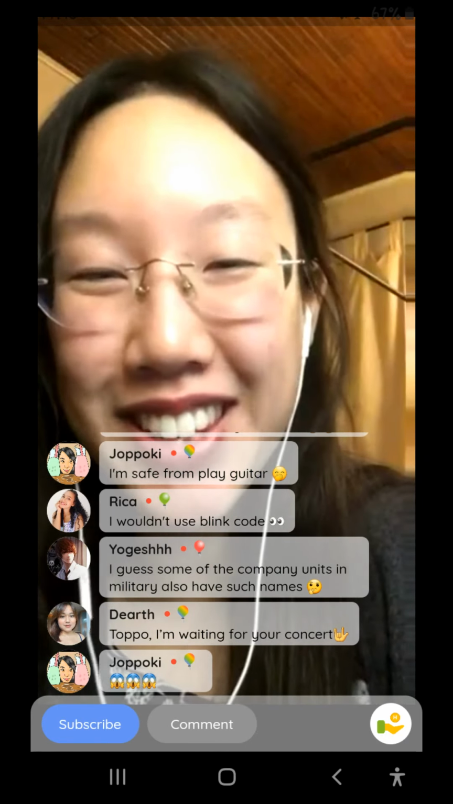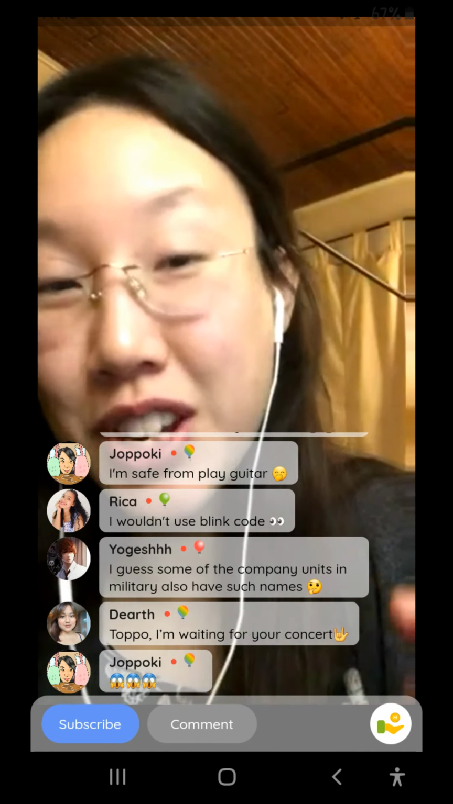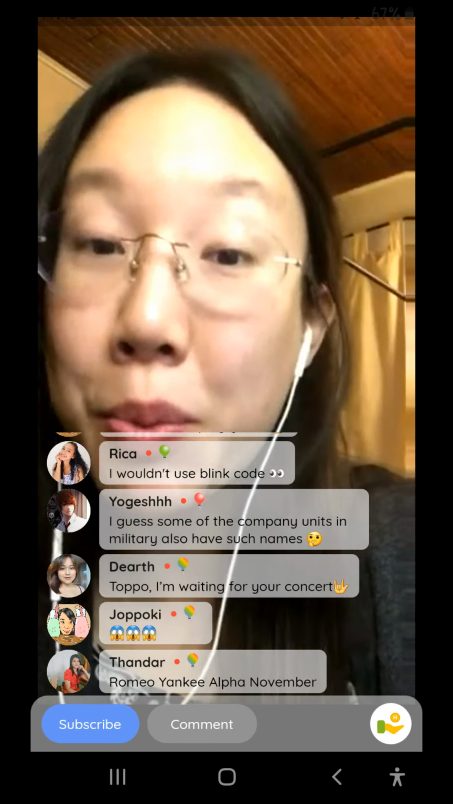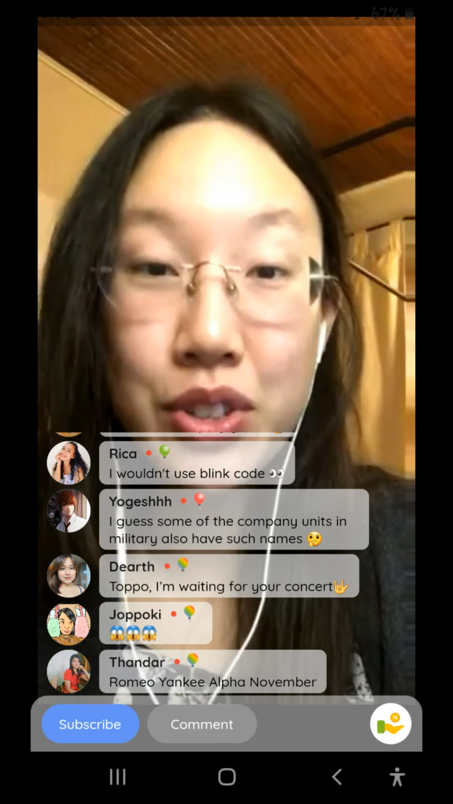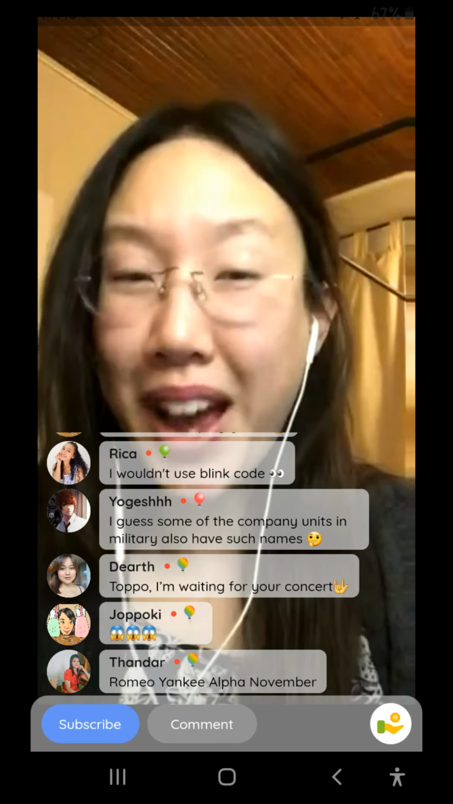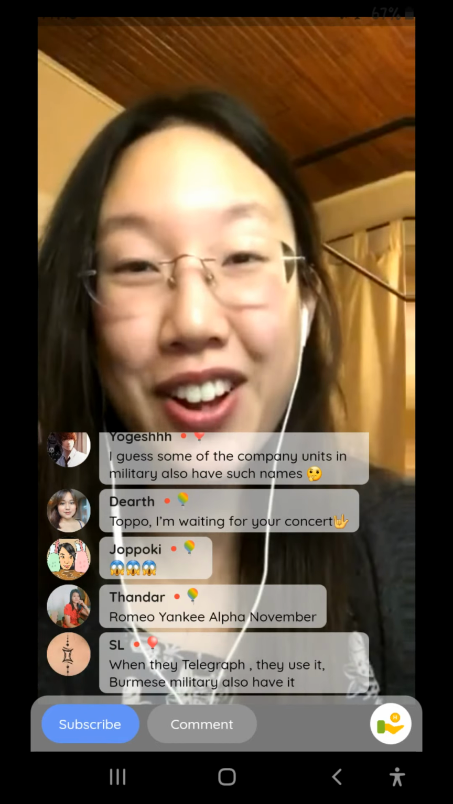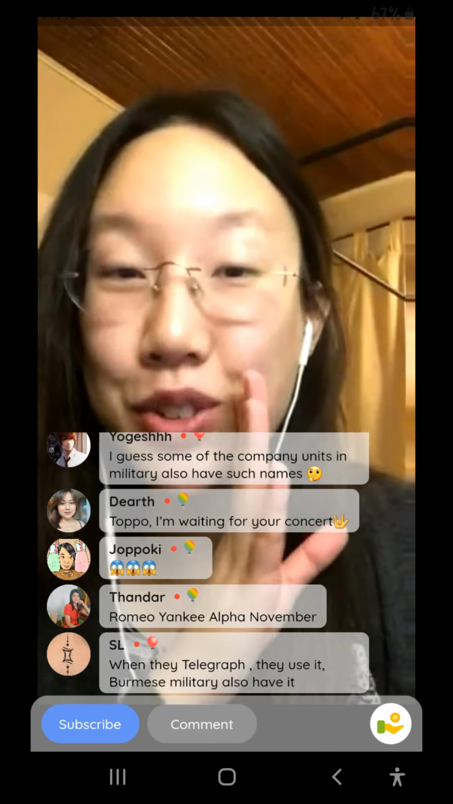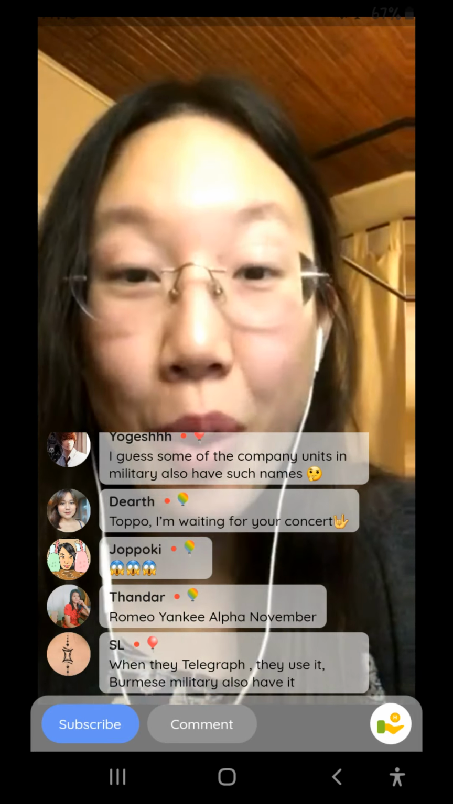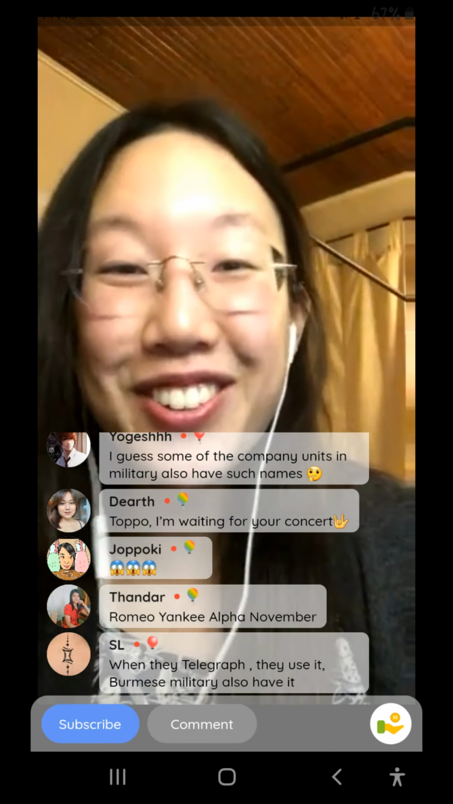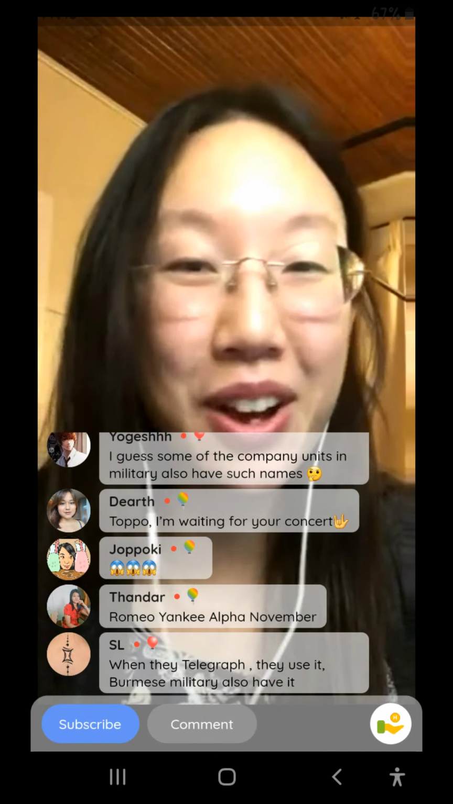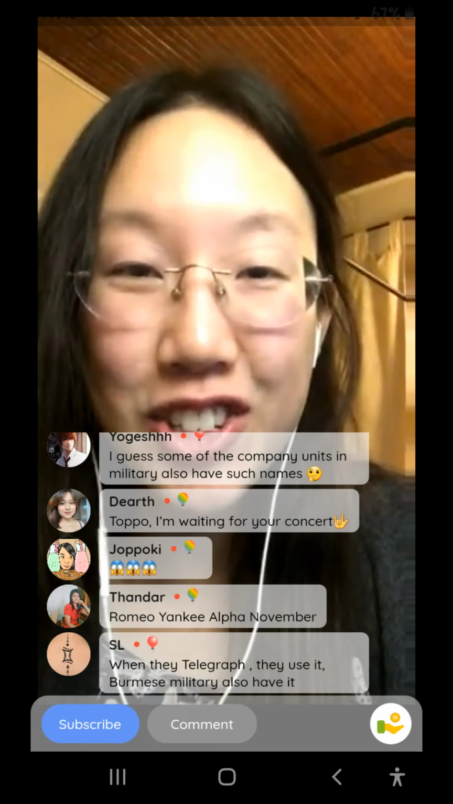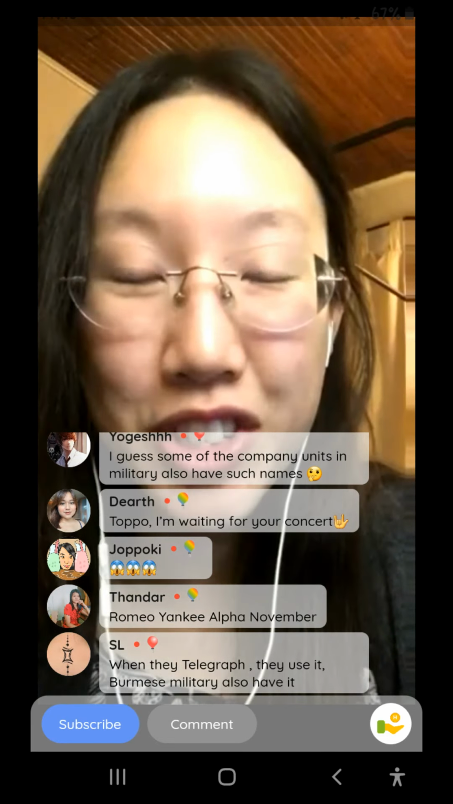And by the way, SL seems like he or she knows a lot about this. They say when they telegraph, they use it. The Burmese military also uses this, even for numbers. SL, would you like to hop on and have a conversation with me and Idris about this? And if anybody else would like to hop on, please let me know. Oh, SL is a beautiful girl. That's so cool. Well, SL, let me know if you would like to hop on. Yes, Jihan. A for apple, B for bag. Exactly, Jihan. Let me know if you want to hop on as well, Jihan.